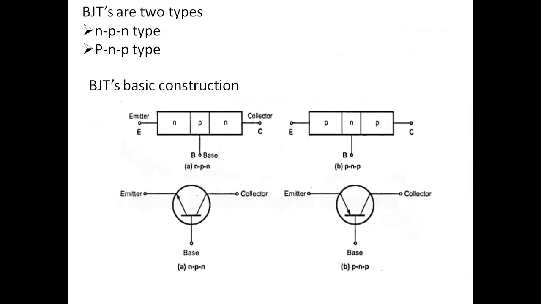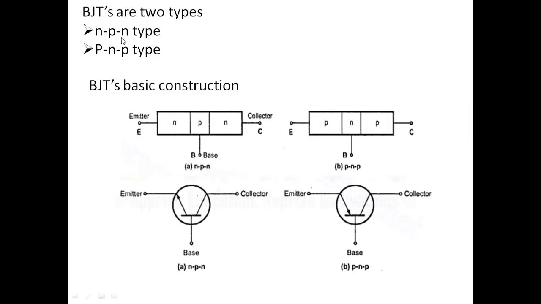Again, BJTs are of two types. One is the NPN type transistor and the other is the PNP type transistor. We previously saw that a diode is a combination of P type and N type semiconductor materials. These two are joined, and with that we get the PN junction diode. Whereas for BJTs, that is bipolar junction transistors, we can have the NPN type transistor and the PNP type transistor.